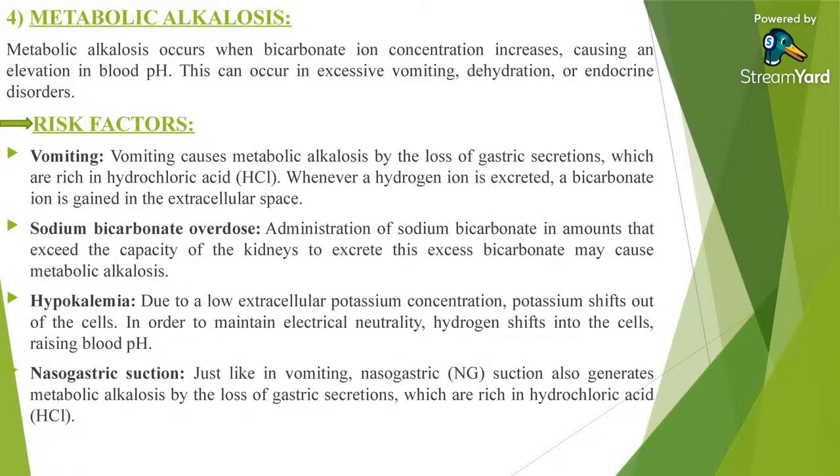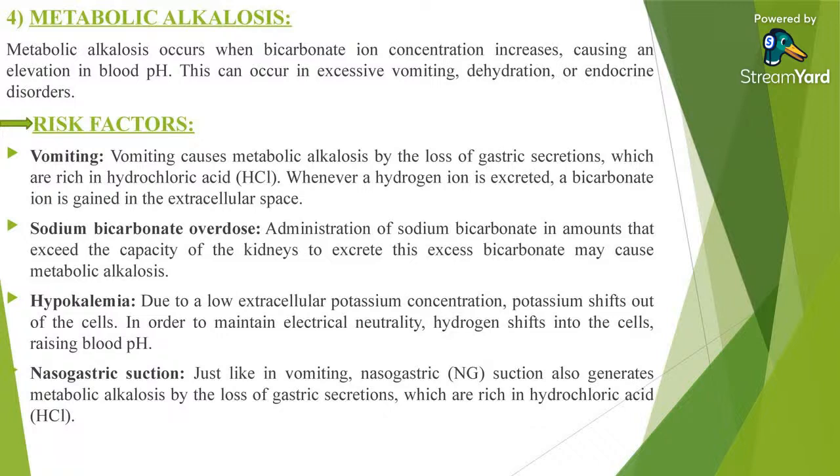Next imbalance is your metabolic alkalosis. It occurs when bicarbonate ion concentration increases, causing an elevation in blood pH. This can occur in excessive vomiting, dehydration, or endocrine disorder in our body. Risk factors for metabolic alkalosis are vomiting, which causes metabolic alkalosis by the loss of gastric secretions, which are rich in hydrochloric acid. Whenever a hydrogen ion is excreted, a bicarbonate ion is gained in the extracellular space.